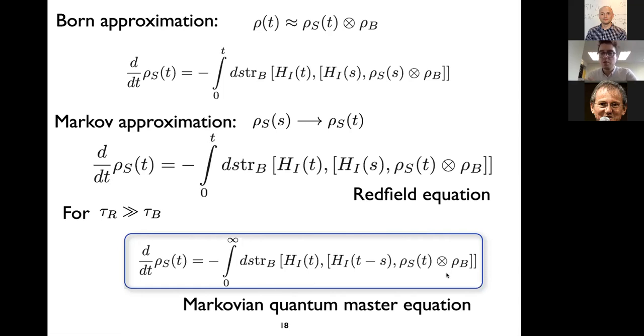Just to briefly summarize what I mentioned on this slide: the Born approximation is equivalent to assuming weak system environment coupling, and in the Markov approximation, we're assuming a large separation of timescales governing the relaxation of our system due to the interaction and the timescale associated with the evolution of our environment. In this way, we're neglecting any memory of.